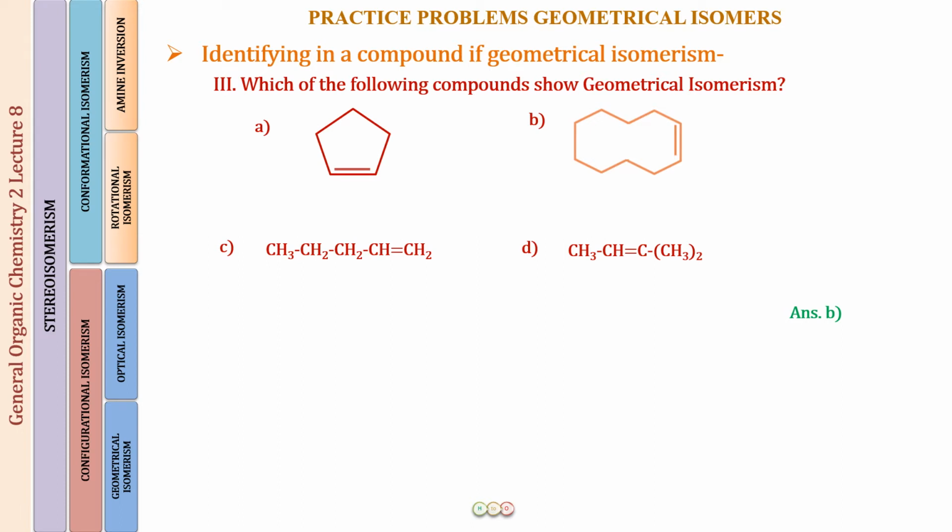I hope this is clear. Please do remember, for cycloalkenes, only the rings with more than 7 members are going to show geometrical isomerism. So these are the things that you have learned as special cases in the last lecture, right? So this is how you're going to apply them as well.